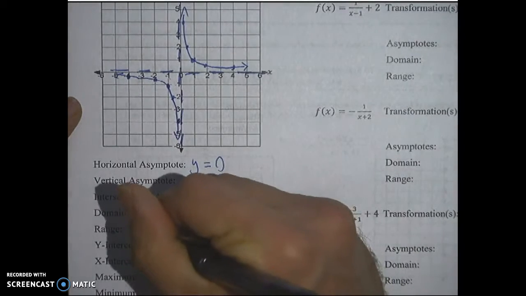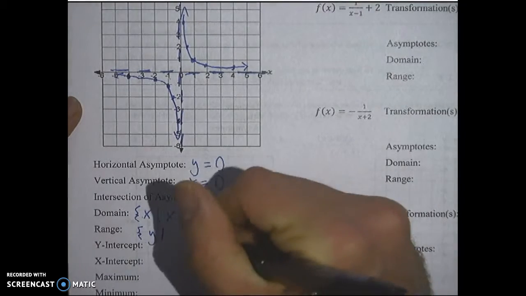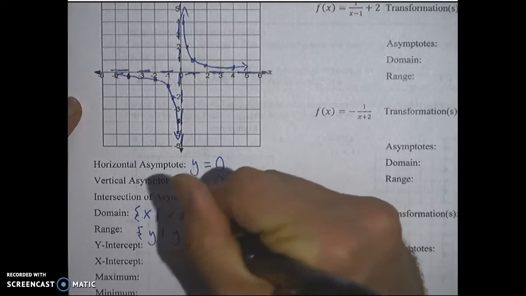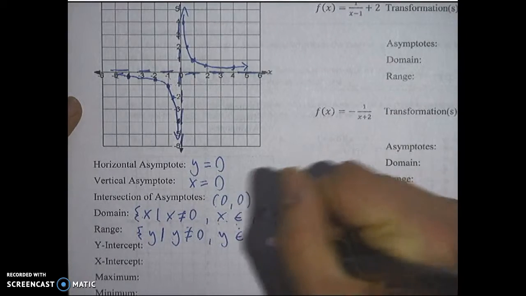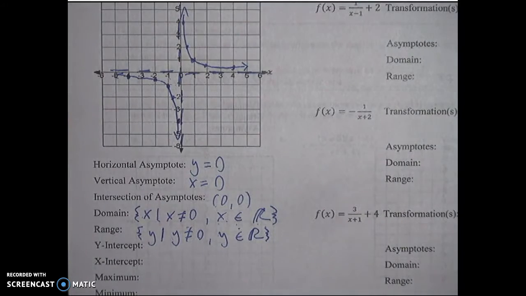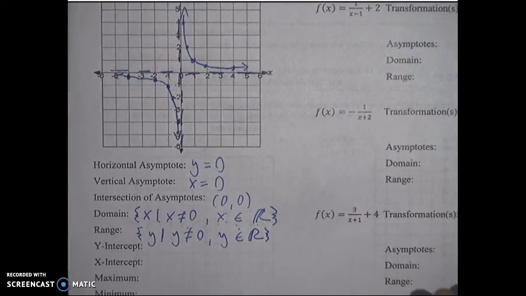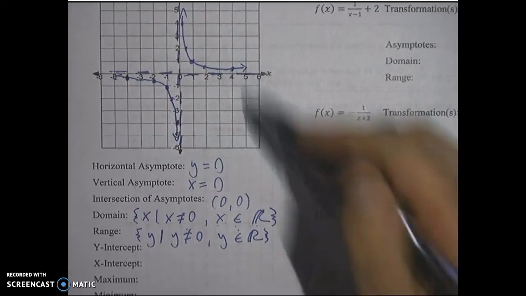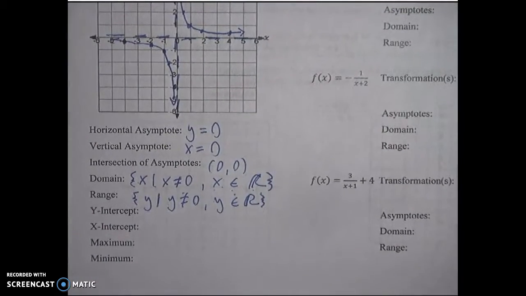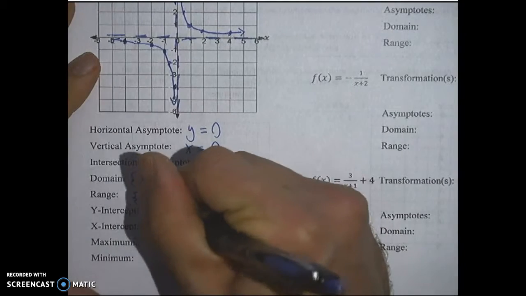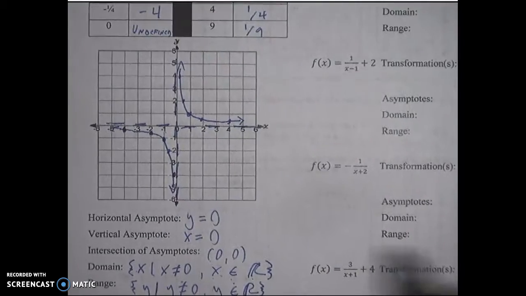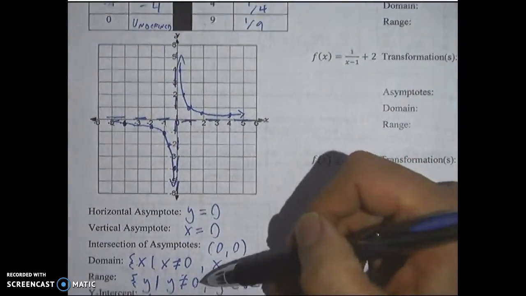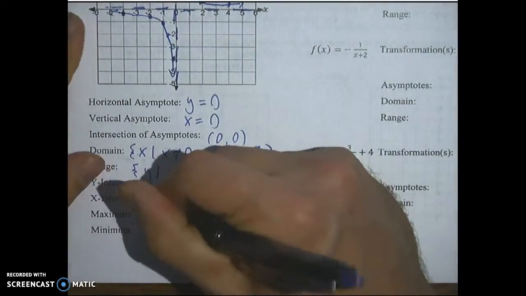And the range is the same way. Y is a number such that y cannot equal 0 and y is an element of all the real numbers. The y-intercept is where this thing crosses the y-axis, and I just spent a lot of time telling you that this thing will never touch the y-axis, so there's no y-intercept. There's no x-intercept. The maximum, well, this thing's going up forever and down forever. There's no maximum or minimum.